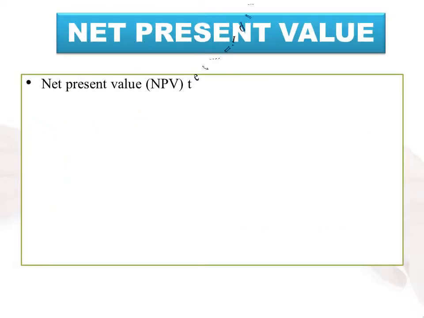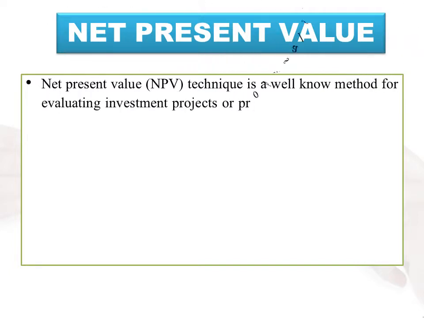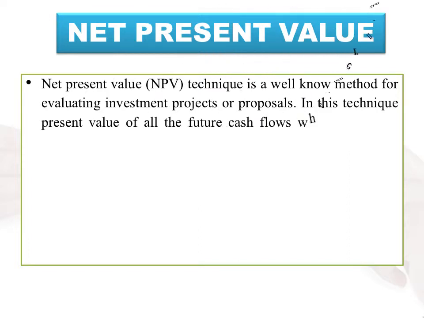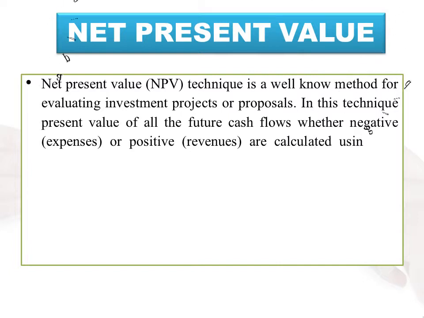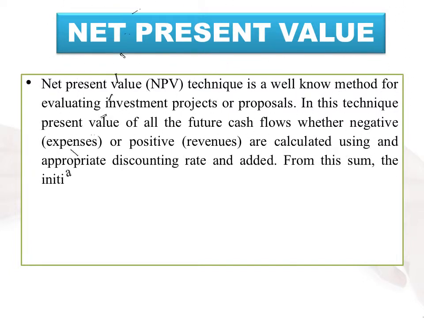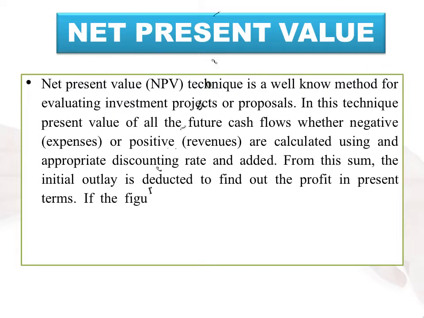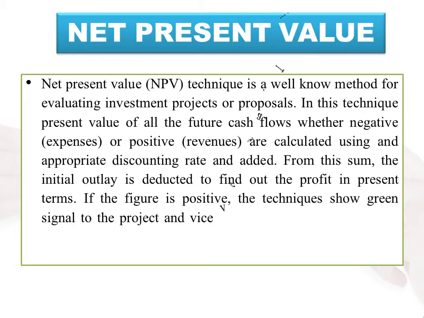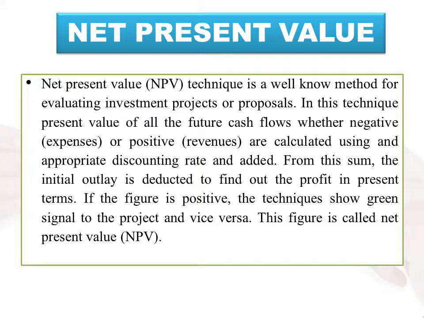Net present value technique is a well-known method for evaluating investment projects or proposals. In this technique, present value of all the future cash flows, whether negative or positive, are calculated using an appropriate discounting rate and added. From this sum, the initial outlay is deducted to find out the profit in present terms. If the figure is positive, the technique shows a green signal to the project and vice versa. This figure is called net present value, NPV.